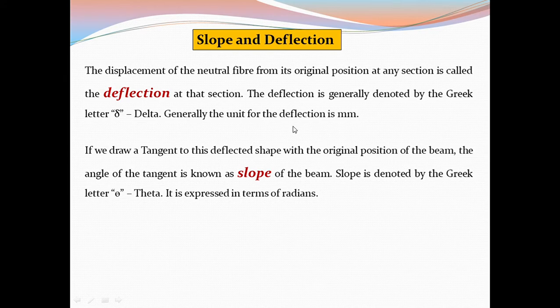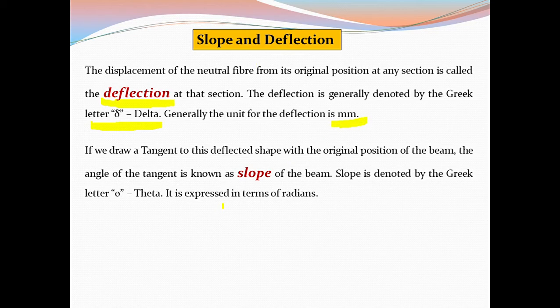Here, what is slope and deflection? The displacement of the neutral fiber from its original position at any section is called the deflection at that section. The deflection is generally denoted by the Greek letter delta. This is known as delta, right? The deflection is denoted by the letter delta, and the unit for the deflection is mm.